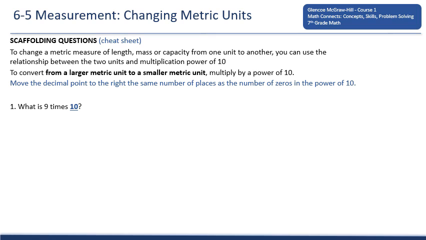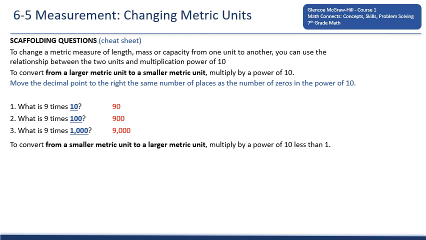What is 9 times 10? 90. So we move the decimal point one place to the right to get an extra 0. What is 9 times 100? 900. So we move the decimal point 2 places to the right that time. What is 9 times 1,000? 9,000. We move the decimal point 3 places.